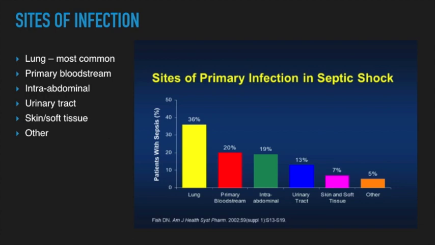So this slide is just to give you a general overview of the common sites of infection. The lungs are the most common, followed by the primary bloodstream. Next is the intra-abdominal cavity and the urinary tract. Skin and soft tissue can also definitely become infected, and then there are some other areas also, but just keep in the back of your mind some of the most common sites when you're treating your patient.